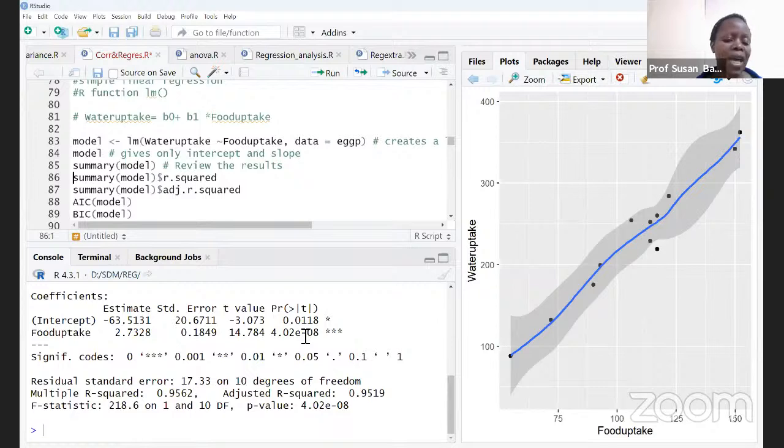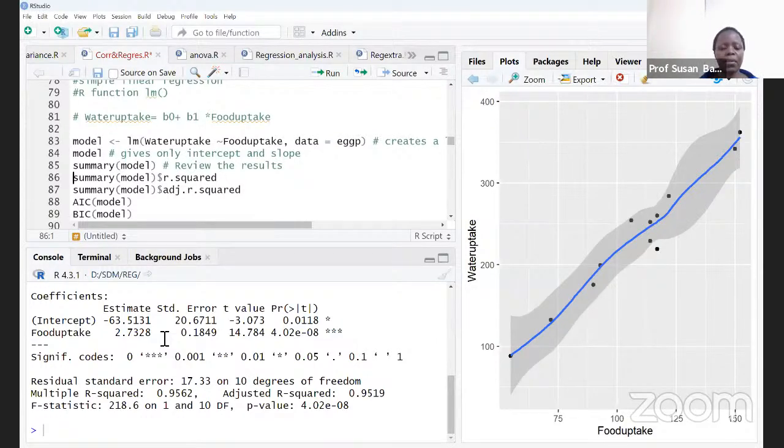Now that value is smaller than 0.05, the level at which we are testing our hypothesis. And it is also significant at 0.01, 0.001. You can see those stars, means that it is significant at all these levels. So since it is significant, we have evidence to reject the null and conclude there is a significant linear relationship between water uptake and food uptake. We can write our regression model being that water uptake is equal to minus 63.5131 plus, because this value is positive, plus 2.733 food uptake. So for purposes of interpretation, for every unit increment in food uptake, water increases by 2.733 cubic centimeter, cubic millimeter, depending on the units of measurement.